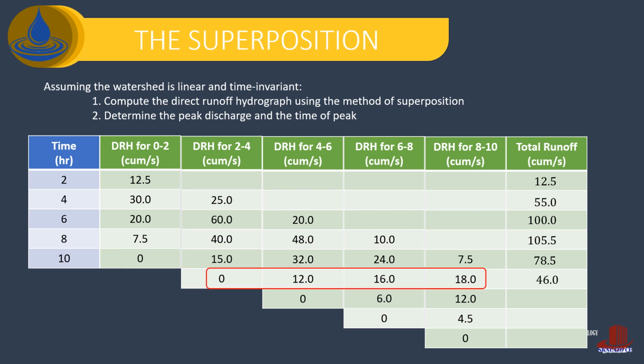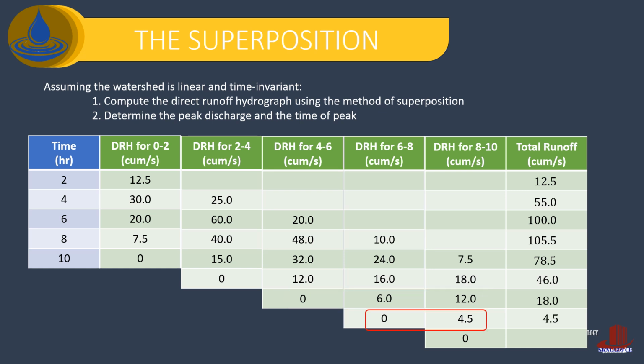At T12, the entries are 0 plus 12 plus 16 plus 18, which is 46. This is followed by 6 plus 12 or 18, then 0 with 4.5, which is 4.5. The last is 0. Now that the total runoff is complete, we can easily identify the peak discharge, and that is 105.5 cumex at T8.